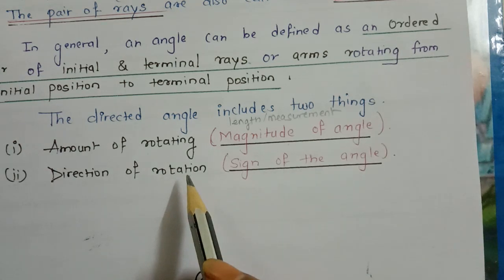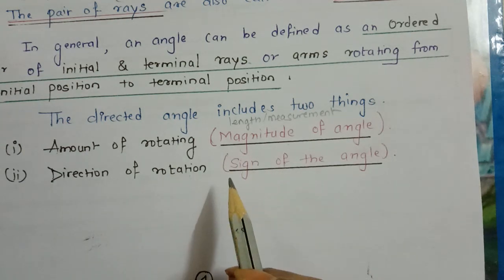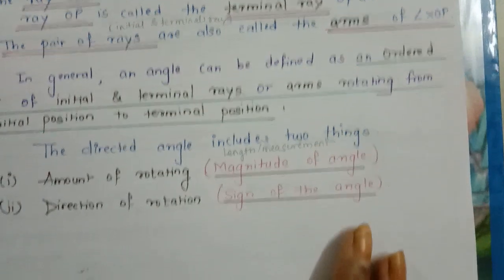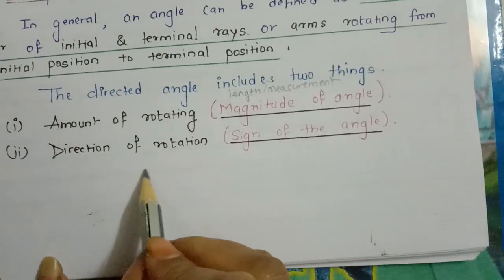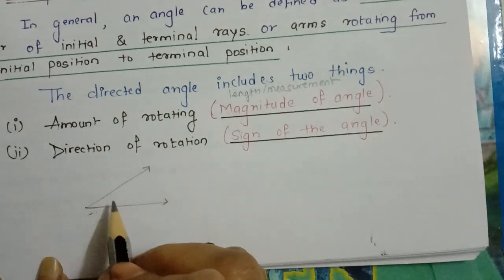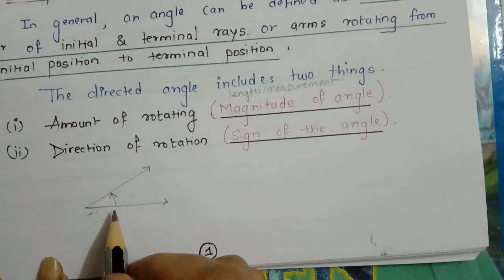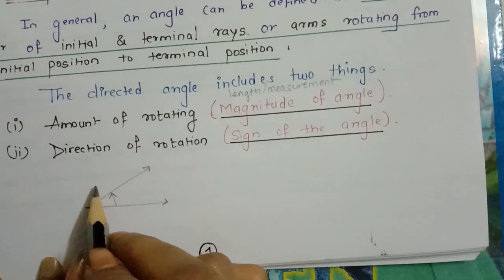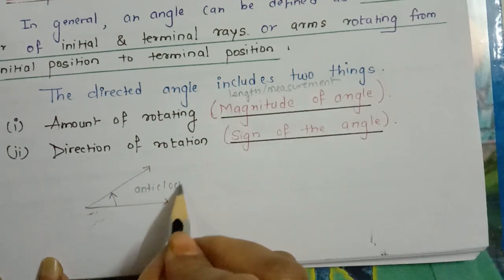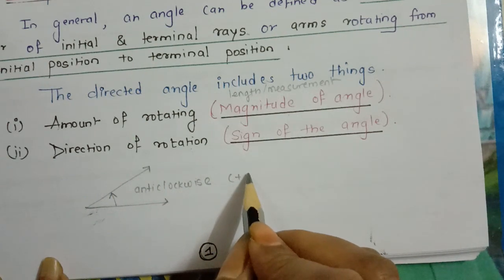मतलब वो कौन से direction में rotate हो रहा है, whether it is moving in a clockwise direction or an anti-clockwise direction. Okay, so I will explain you what is clockwise and what is anti-clockwise. Okay, if I am drawing the two angles. Okay, this one, if my rotation is in upward direction, I mean in this direction, then it is known as anti-clockwise, which represents the positive angle.